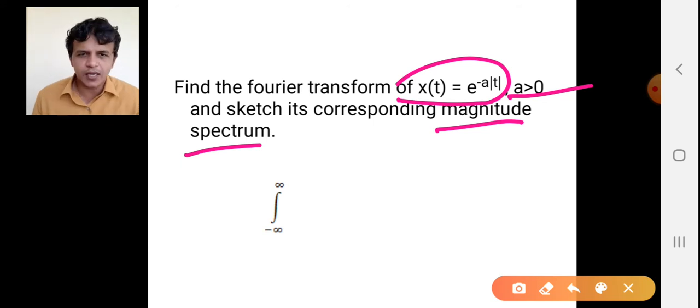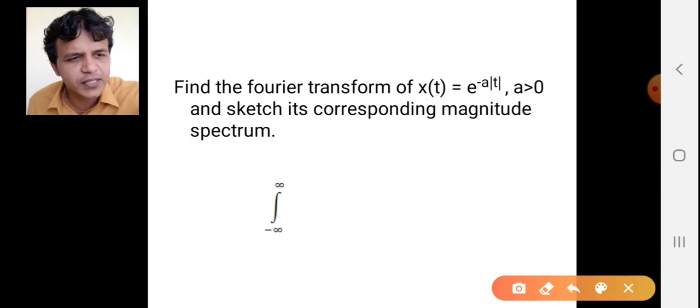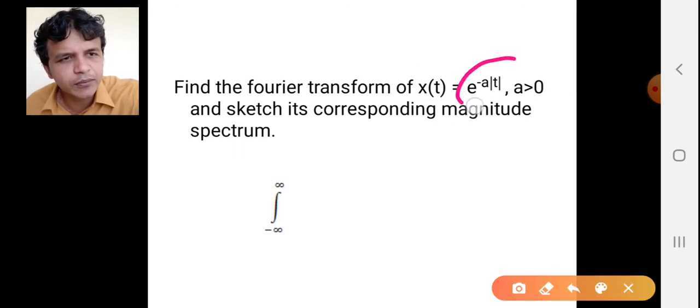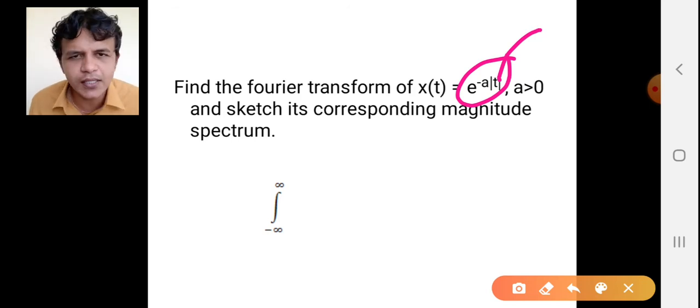Now the question arises, why do we need to find the Fourier transform? Why should we apply the Fourier transform to a signal? Actually, the Fourier transform converts a time domain signal into a frequency domain signal, and in the question also you can see the signal in time domain. There is a time notation t appearing in the signal, so this should be converted into frequency domain.